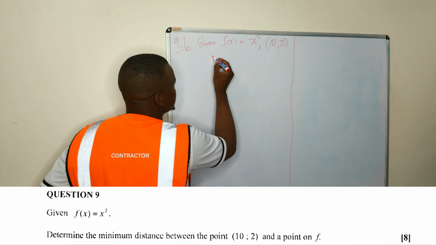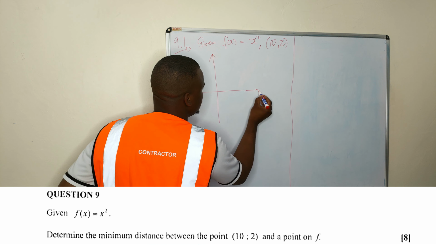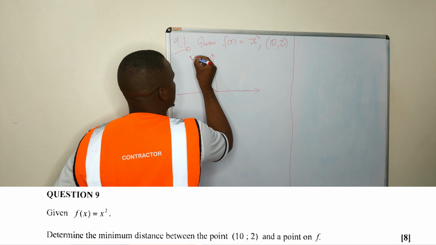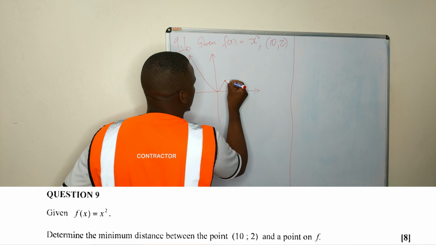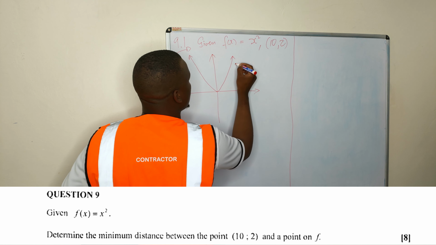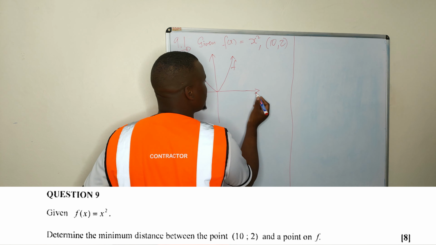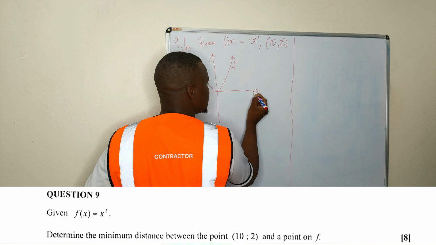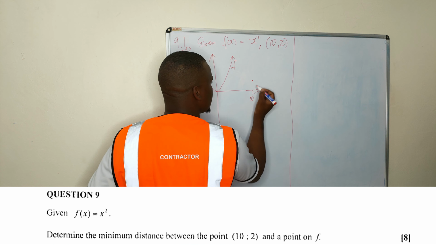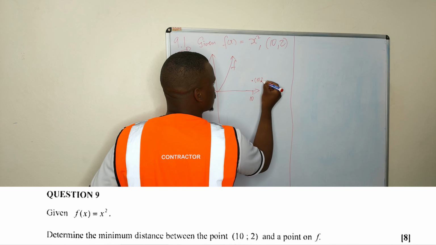So let's suppose here is your function x squared. So this is your f, this function here. So you have some function, you have some point (10, 2) here, and this corresponding value is 2 somewhere here, right? So here is your point (10, 2).